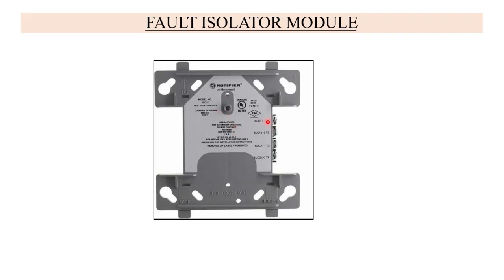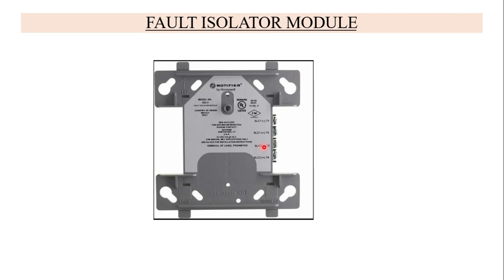Over here, these two are SLC in, signal line circuit in, meaning the loop in circuit coming from the previous device. It might be from the panel, or from another device like a smoke detector, control module, relay module, or MCP, the previous device. So minus in over here and plus in. Now to loop to another device, the output of this module is here.